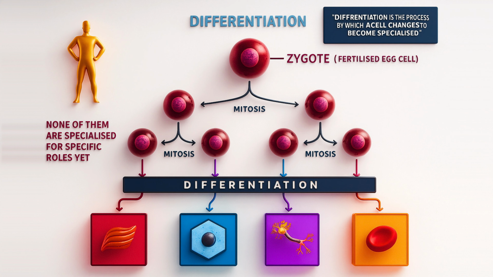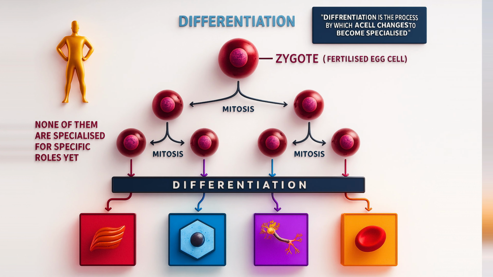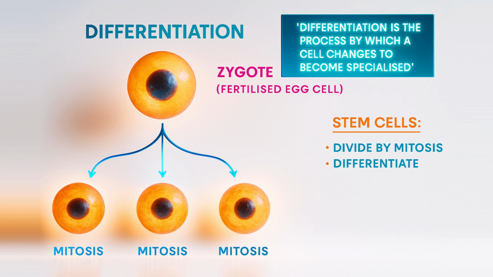At some point, however, each cell begins to change and adapt for a specific function through the process of differentiation. This transformation results in cells becoming specialized types such as skin cells, muscle cells, nerve cells, or red blood cells. To define it clearly, differentiation is the process by which a cell changes its shape, structure, and organelle content in order to perform a specific role more effectively.